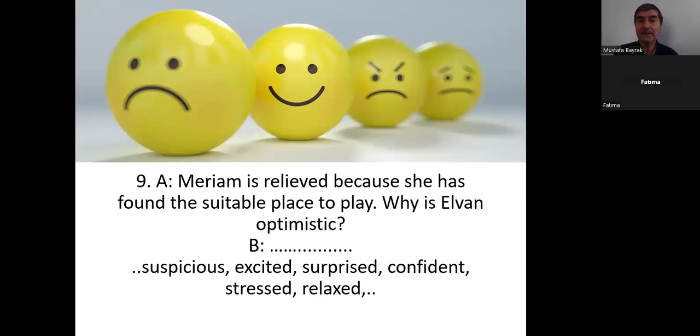Dialogue 9. Miriam is relieved, happy, relaxed. Yes. Miriam is relieved because she has found the suitable place to play. Why is Elvan optimistic? He is optimistic because he has had, yeah, to have, had, a piece of good news about the future. So Elvan is optimistic. He has had, he has got, he has gotten a piece of good news.